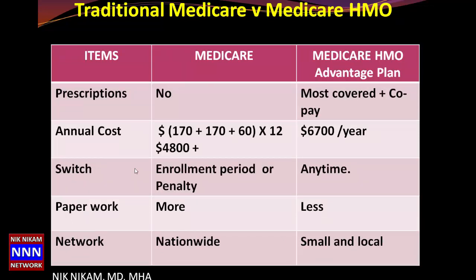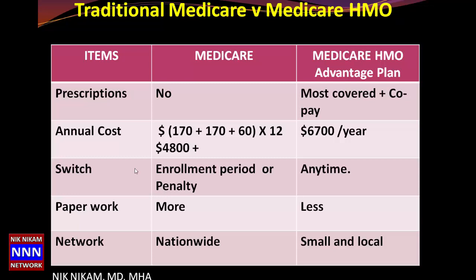Here, let's look at prescriptions. Medicare traditionally doesn't cover prescriptions, whereas the Medicare HMO or an Advantage plan covers most of the prescriptions, but at the same time, you still have a copay, and this Medicare Advantage plan may not cover all medications, and the copay you pay also could add up to the total cost per year for your healthcare coverage.